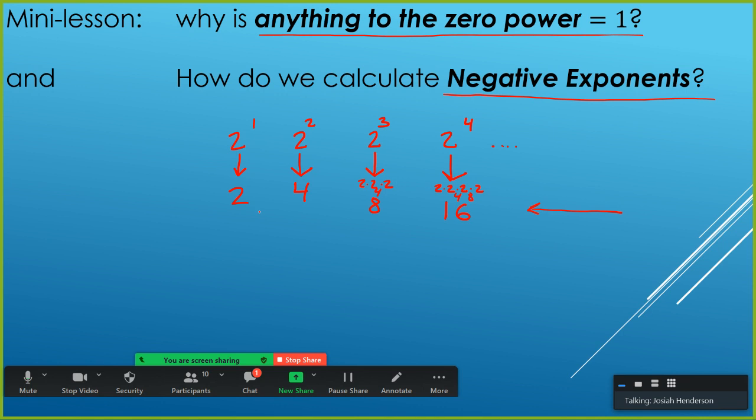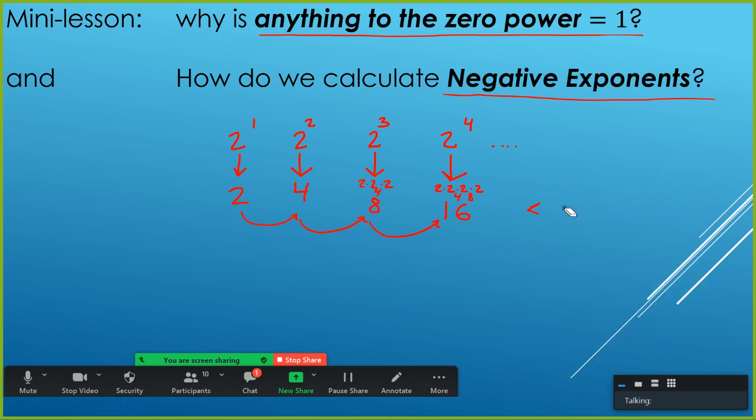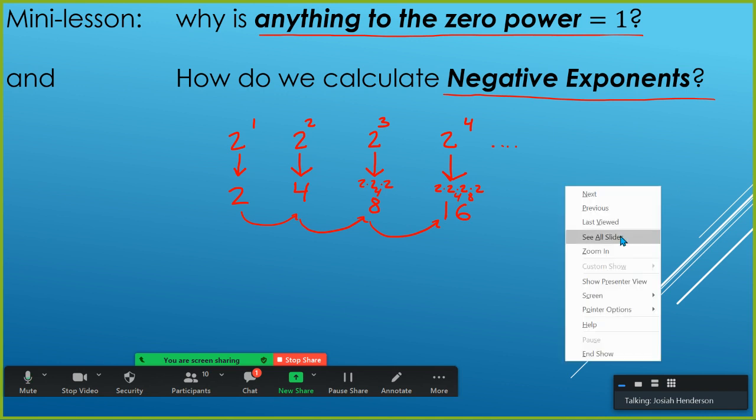Can you tell me what is the pattern going from 2 to 4, from 4 to 8, and from 8 to 16? Do you see a pattern that can take you from 2 to 4, 4 to 8, 8 to 16, and maybe on to the next one? What would come after 16 right there?